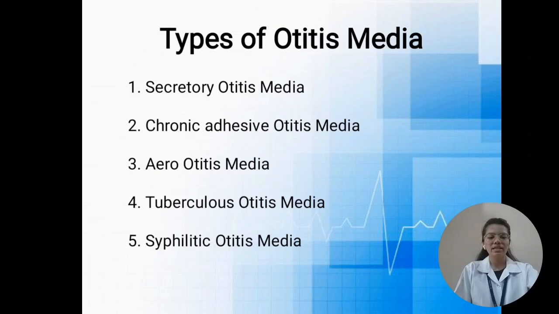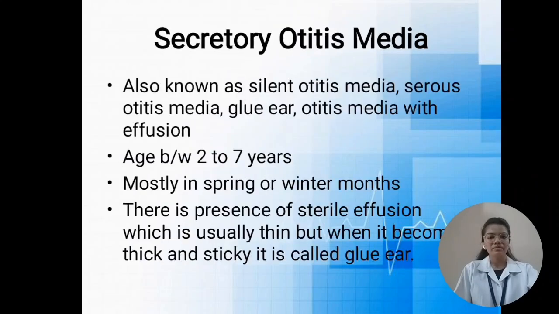Now, types of otitis media. There are a total of 5 types: secretory otitis media, chronic adhesive otitis media, aero-otitis media, tuberculous otitis media, and syphilitic otitis media. So let's begin with the first type, that is secretory otitis media, also known as silent otitis media, serous otitis media, glue ear, otitis media with effusion.